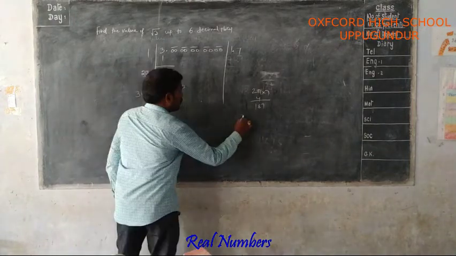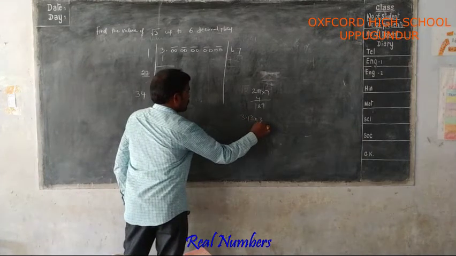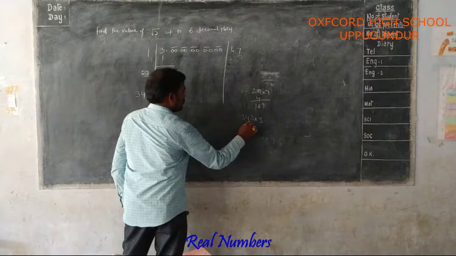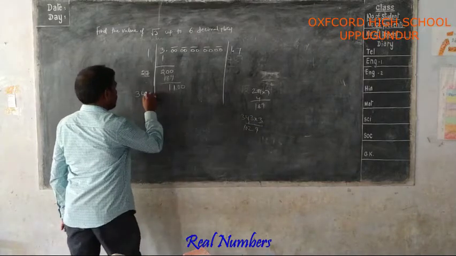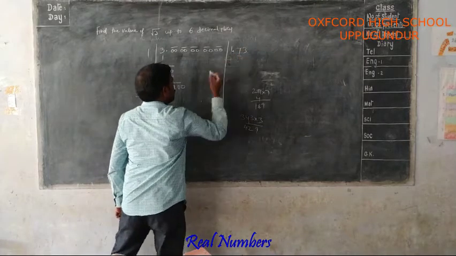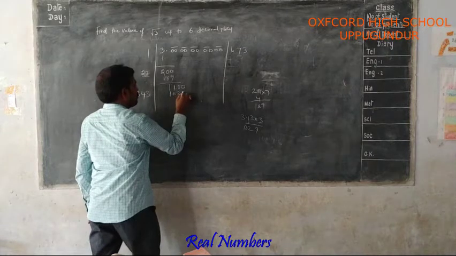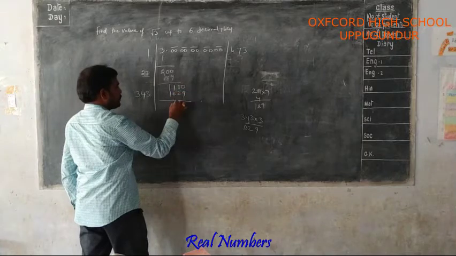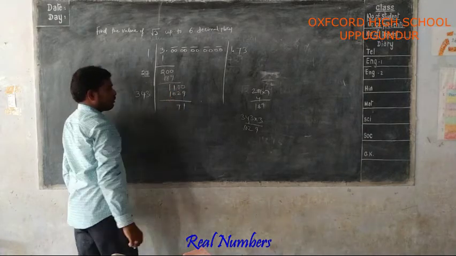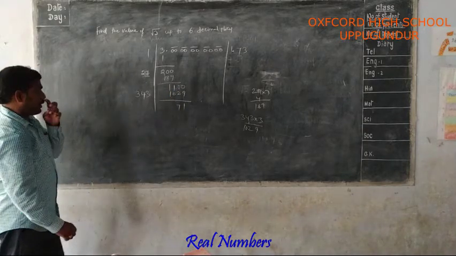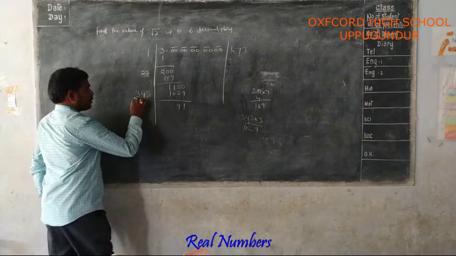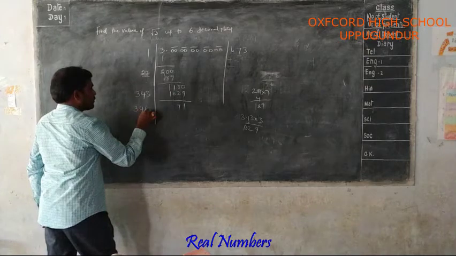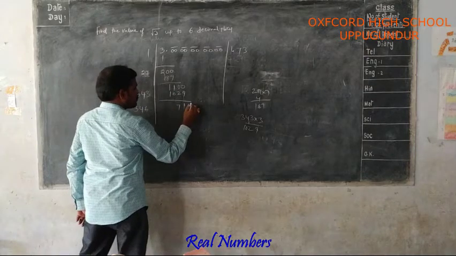Now 343 threes. 3 threes are 9, 3 fours are 12, 3 threes are 9 plus 1, 10. So 343 threes, 1029. Now 10 minus 9, 1, 9 minus 2, 7, 71. Now again the next divisor is 343 plus 3, 346. Next period is 0 0.